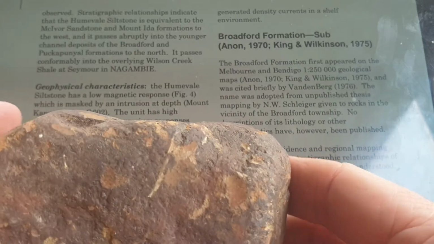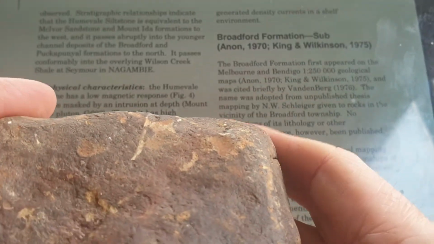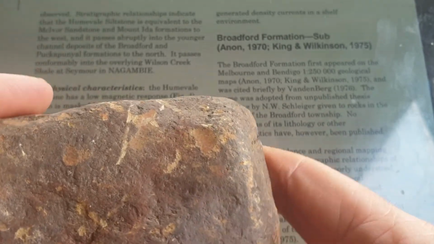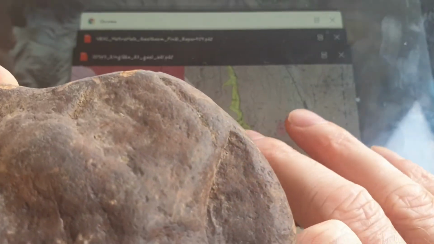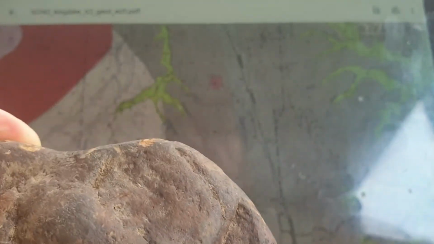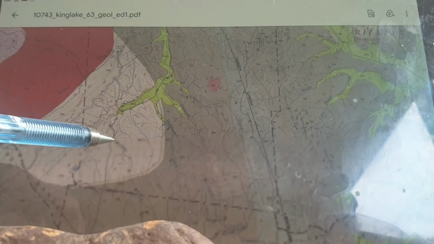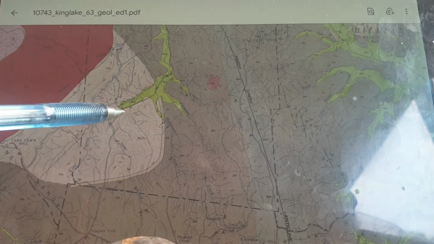A lot of the other geological maps are actually excluded, so it might just be part of the shallow marine Humevale siltstone. So if we look at the geological map again, what we're talking about, I actually collected these from, where's the bridge? Yeah, probably around this area.